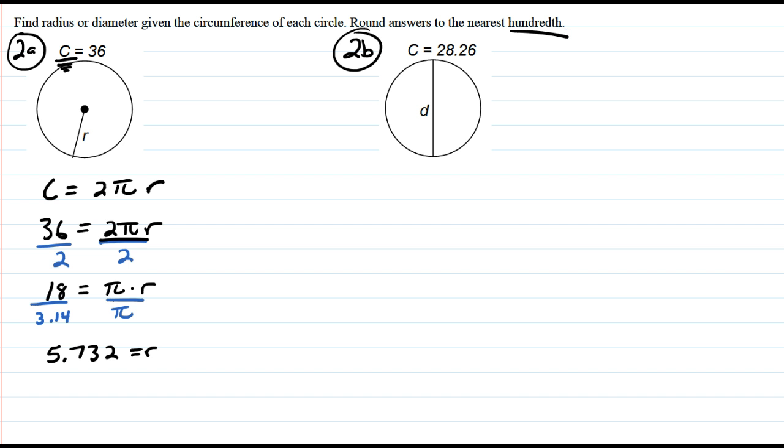Again, we're rounding to the hundredths place. So we underline the second digit and circle the one next to it. If this number is 5 or bigger, we go up by 1. If it's less than 5, we leave it where it's at. So our answer becomes 5.73, which is equal to our radius. You'll do 2b now. Remember, we're looking for the diameter, so you're going to have an extra step when you get your answer. Start by writing your formula of C equals 2 pi r.